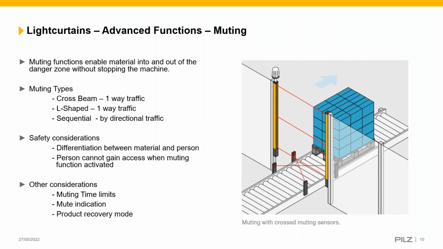So for crossbeam and L-shaped muting, they will only allow traffic one way through the light curtain. If you need to maybe have product going in and out via the same opening, then you want to look at sequential muting. So what this will do is you will have 4 sets of sensors, 2 on the way in and 2 on the way out, and as they're broken, instead of the timers, you'll break the first 2. It's not used a timer, the light curtain is muted, and then as the pallet in this case has passed through the light curtain and the next sensors are triggered, then you can reactivate the light curtain. But because of the way this works, we can have bi-directional traffic through the light curtain.